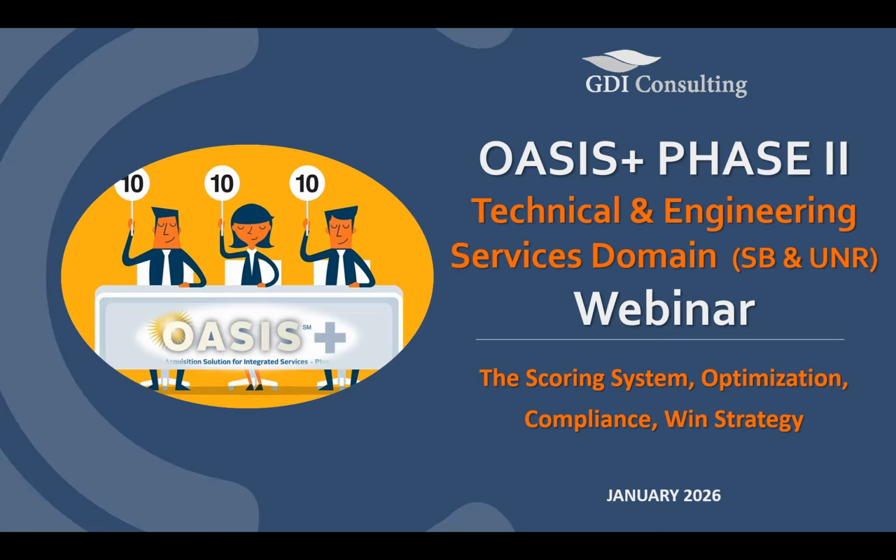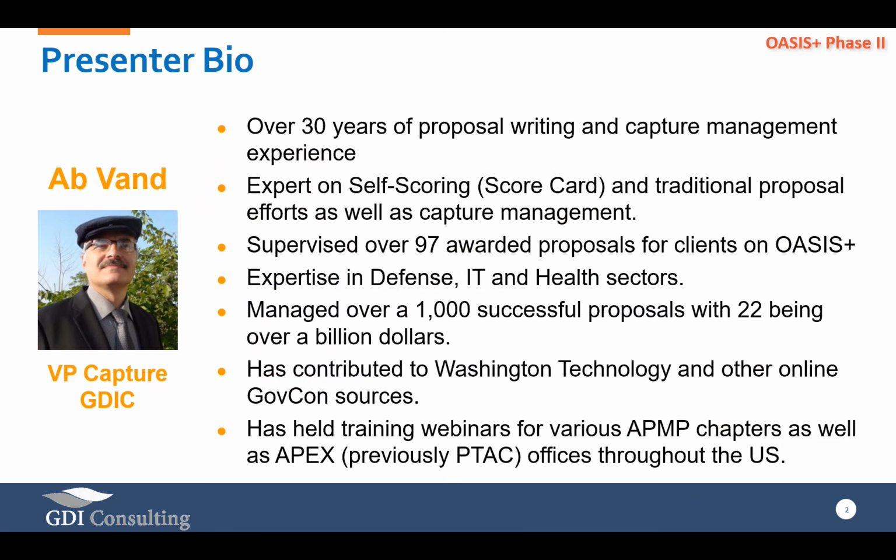With me is Ab Vand, VP for Capture at GDI Consulting and a subject matter expert on self-scoring proposals. Ab will guide you through today's deep dive into the OASIS+ Phase II, T&E domain opportunity. Ab has over 30 years of experience in capture and proposal management. He is considered an expert in self-scoring as well as traditional proposal and capture efforts. Ab has managed over 1,000 successful capture and proposal efforts, including over 200 successful self-scoring proposals such as OASIS+. He has also held numerous training webinars for various APMP chapters and Apex offices throughout the US.